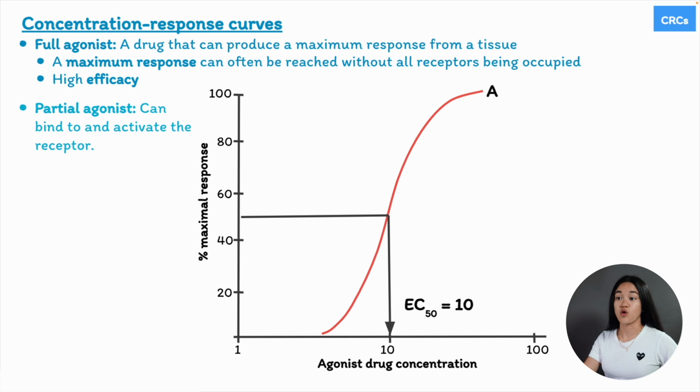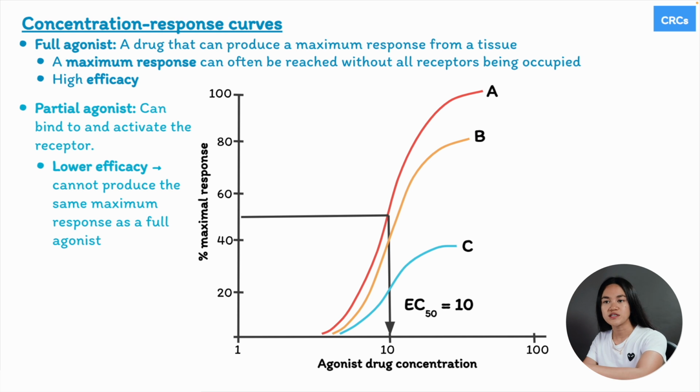Okay, so a partial agonist is also an agonist drug, but with lower efficacy. It can bind to and activate receptors, but has a diminished ability to do so compared to full agonists. In the graph here, drug B and C are partial agonists as their Emax values are lower than 100%. Okay, so you can see here drug B achieves around 80% of the maximum response, while drug C reaches approximately 30%. Okay, so partial agonists can never produce as large a response as full agonists, regardless of the amount of drug added. Okay, so they have limitations in activating receptors, preventing them from reaching the same Emax as full agonists.